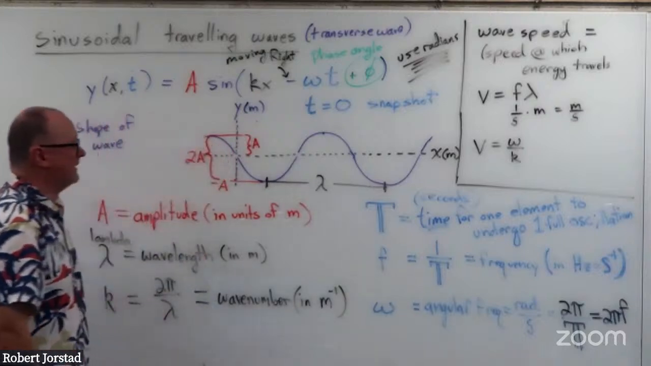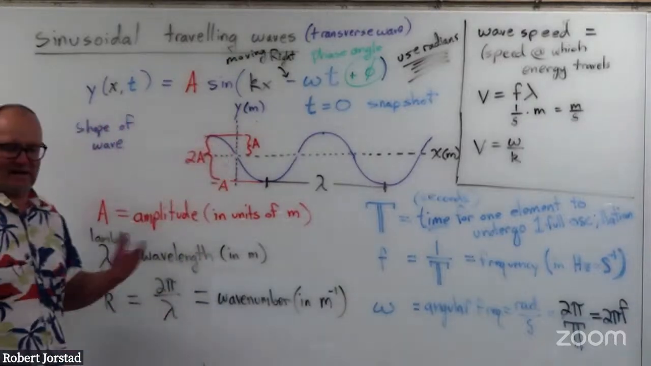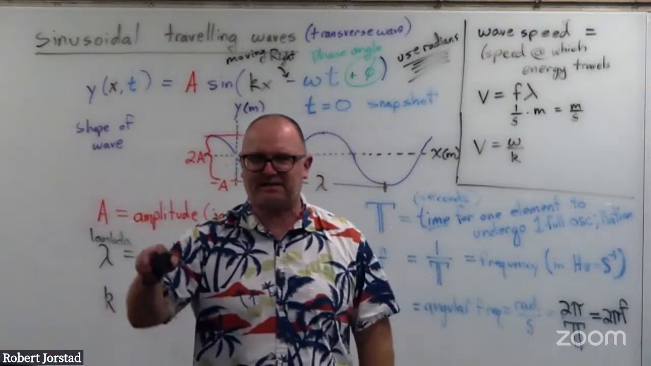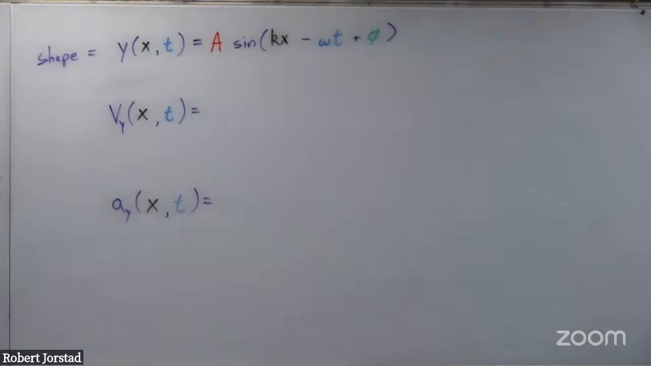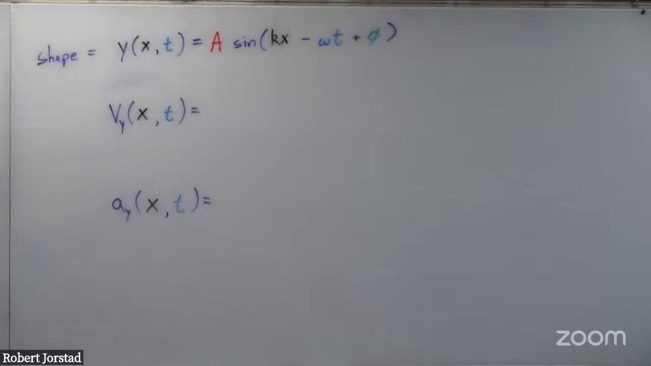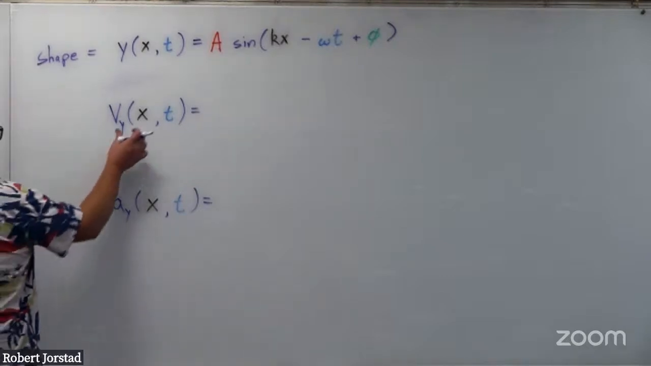Now, you heard me mention velocity. Let's go look at this whiteboard too and talk about the velocity in a different way. Okay, the shape of the wave was given by this long equation. Now, I want you to notice carefully here. Let me just draw this again.